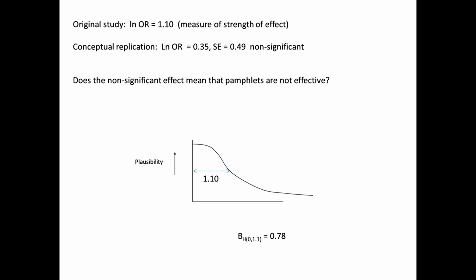And the Bayes factor, where H means half normal, standard deviation 1.1, is 0.78. So what does that mean? It's pretty close to 1. It's insensitive, really. We need more data. So we should go out and hand out more pamphlets. Right? We shouldn't conclude that the pamphlets are ineffective. That's the crucial thing that we might be tempted to do.